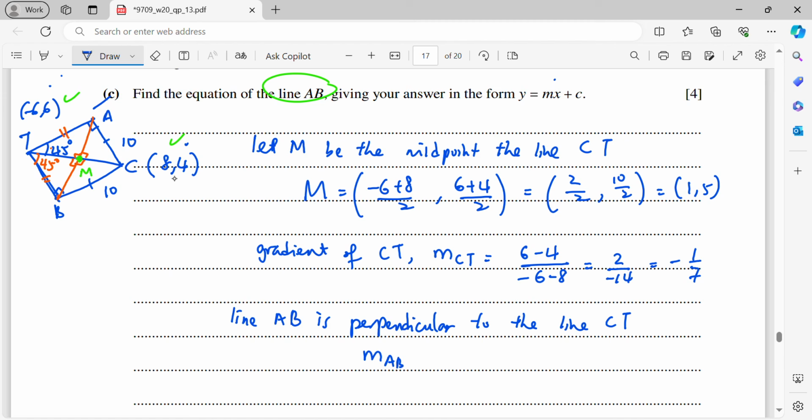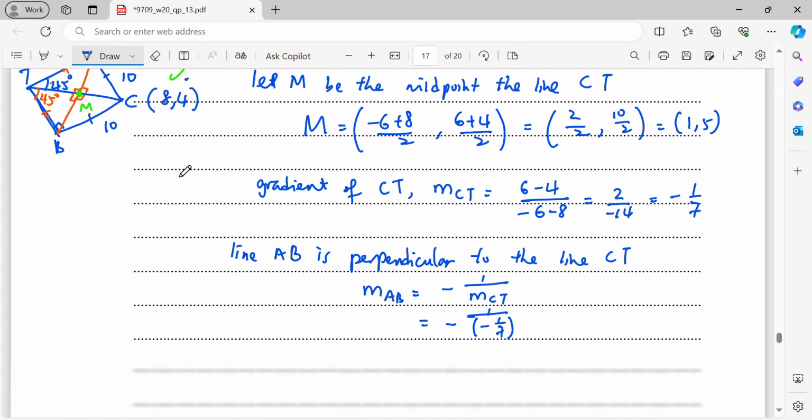So m_AB equals negative 1 over m_CT. Therefore, this is negative 1 over negative 1 over 7. That is 7.